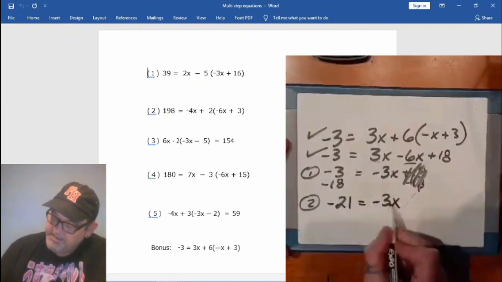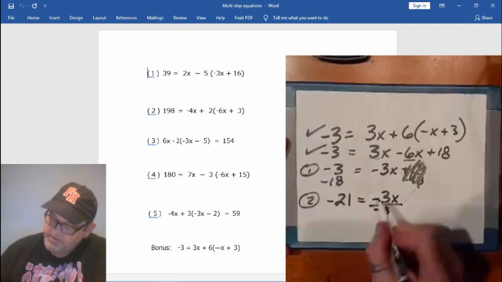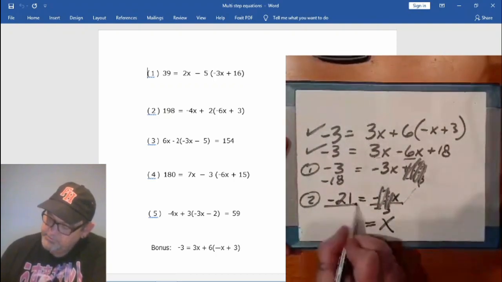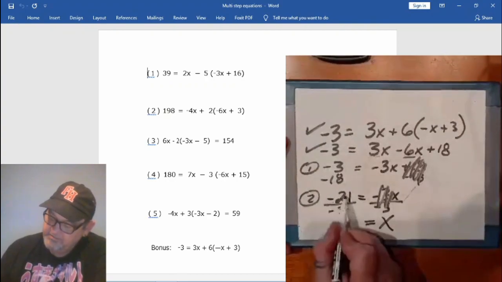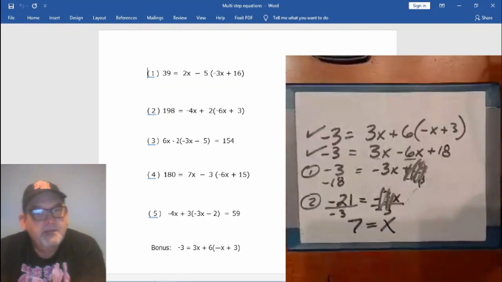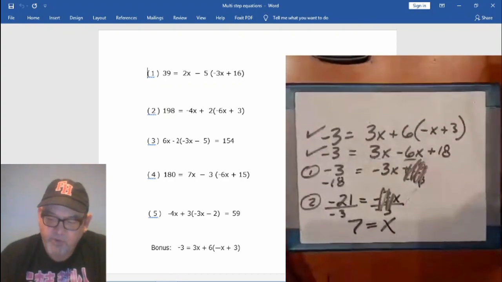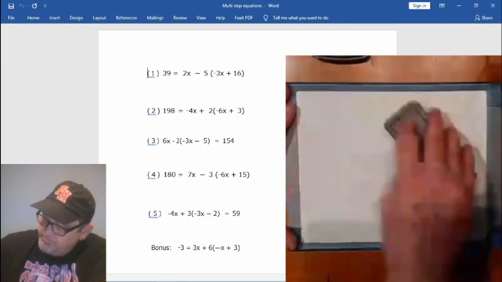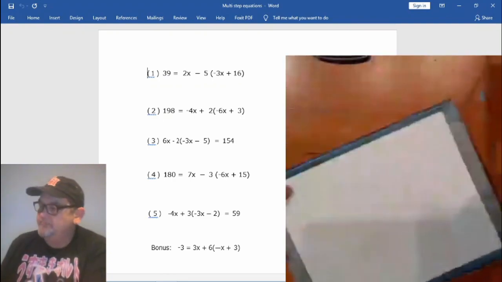How do I get rid of times negative 3? Divide by negative 3. Cancels, and I get x by itself. Negative 21 divided by negative 3. Negative divided by a negative is a positive. Positive 7. All right, guys, great job. I hope that you were able to get those on your own. If not, then I hope me going over it has cleared it up.